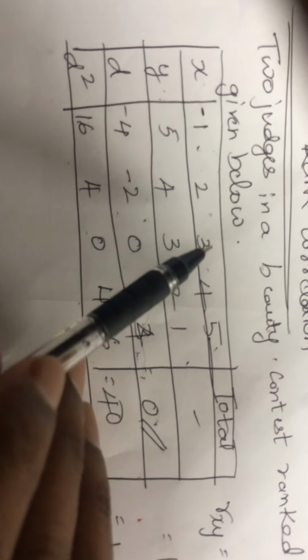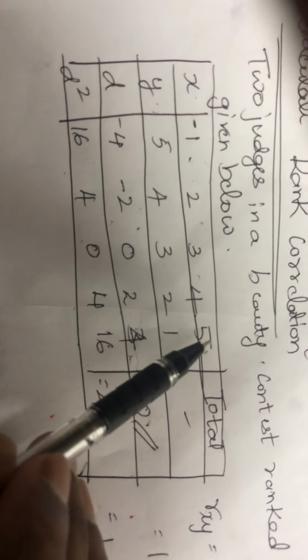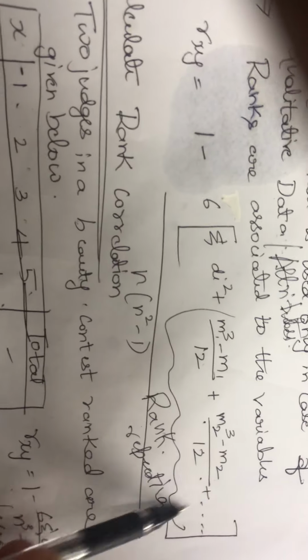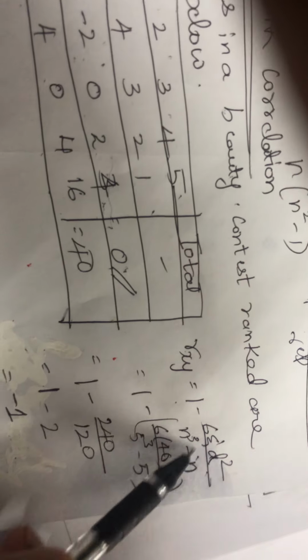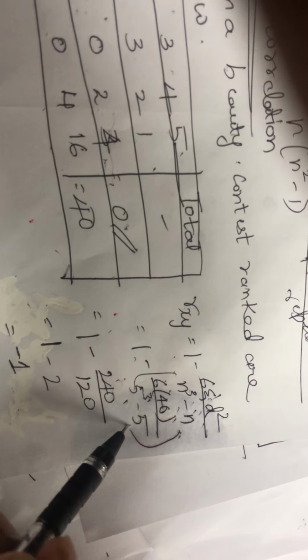Here the ranks are not repetitive. The same rank is not given to two people. Rank 1 is for one person, rank 2 is for one person, rank 3 is for one person, rank 4 is for another person. If the ranks are not repetitive, we will not use the other factor. We will use the simple one, that is 1 minus 6 summation d square by n cube minus n. Summation d square is 40, divided by n cube, 5 cube minus 5.